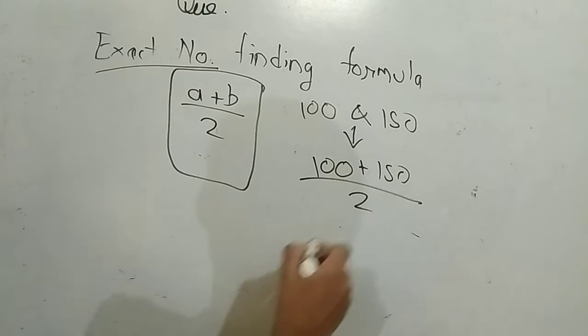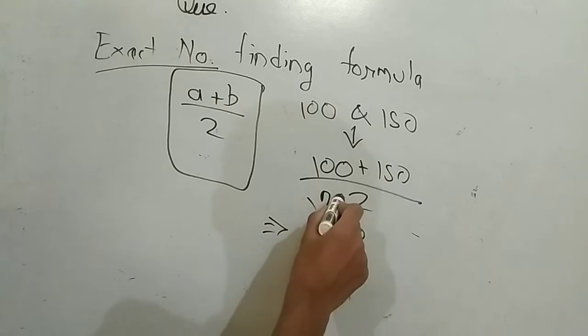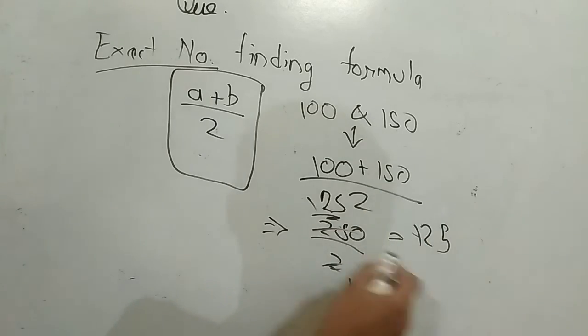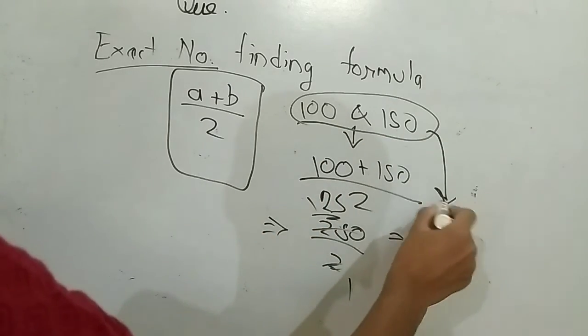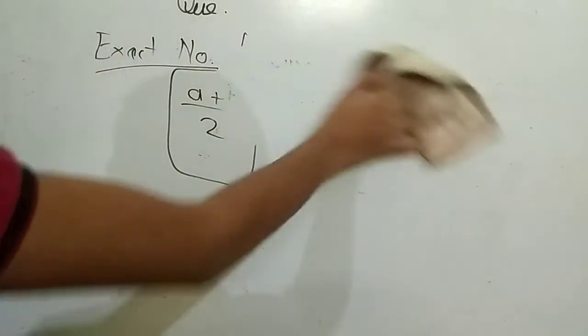So we have to find a number between 100 and 150. So we'll take 100 as a and 150 as b. Doing it, we get 125 as the answer. So the number which lies exactly between 100 and 150 is 125. We get it so easily.